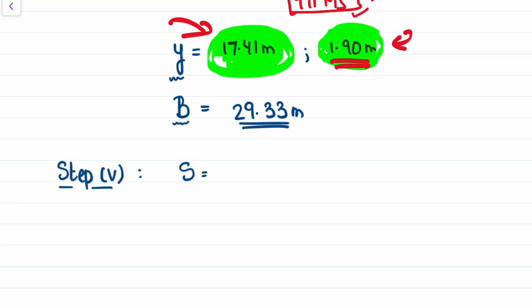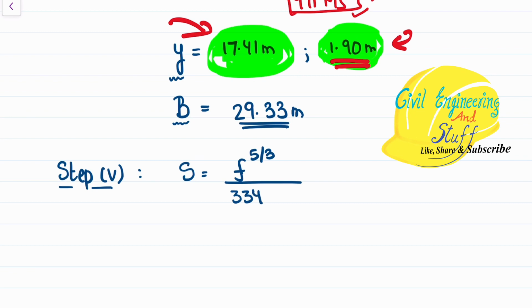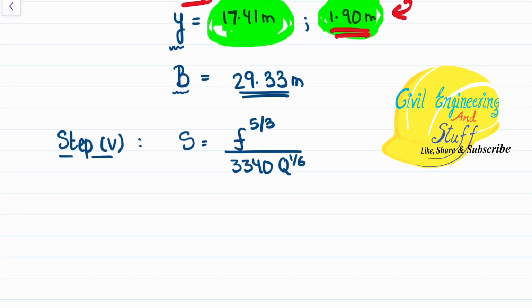The bed slope S. And again, unlike Kennedy, Lacey gave the formula for finding out the bed slope value. So Lacey himself gave the formula, that is S equals f to the power 5/3 divided by 3340 Q to the power 1/6. So just put the values. We'll have 1.1 to the power 5/3 divided by 3340 into 50 to the power 1/6.